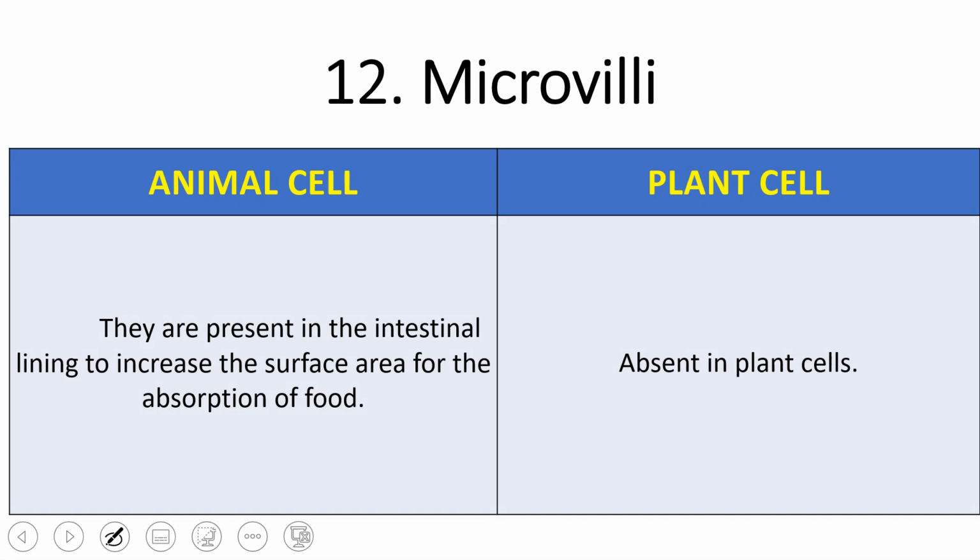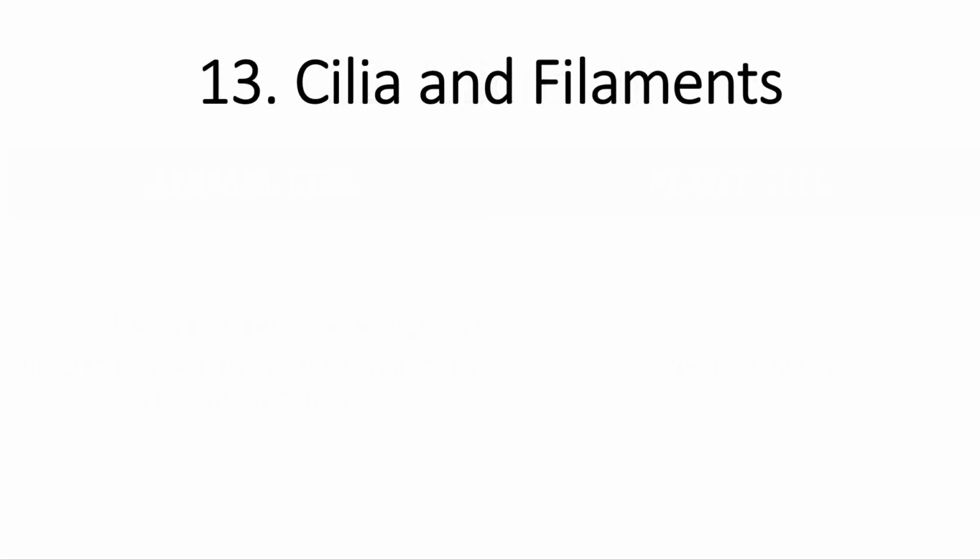Both plant and animal cells have a major difference in the presence of microvilli. Animal cells have microvilli, which are present in the intestinal lining to increase the surface area for the absorption of food in the GIT tract, whereas in plant cells they are absent, not present.